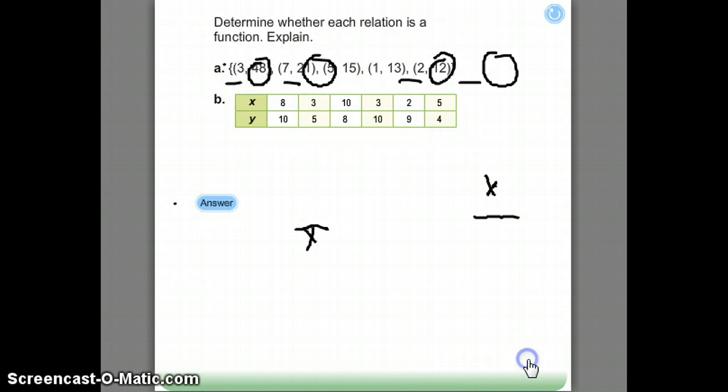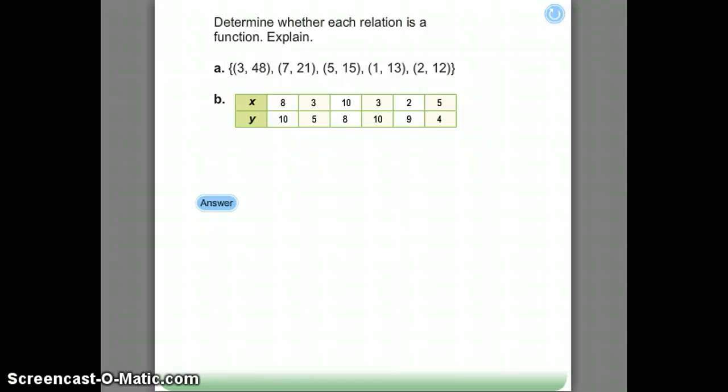So now it's your turn. Check out this example and determine whether A is a function and explain why, and whether B is a function and explain why.